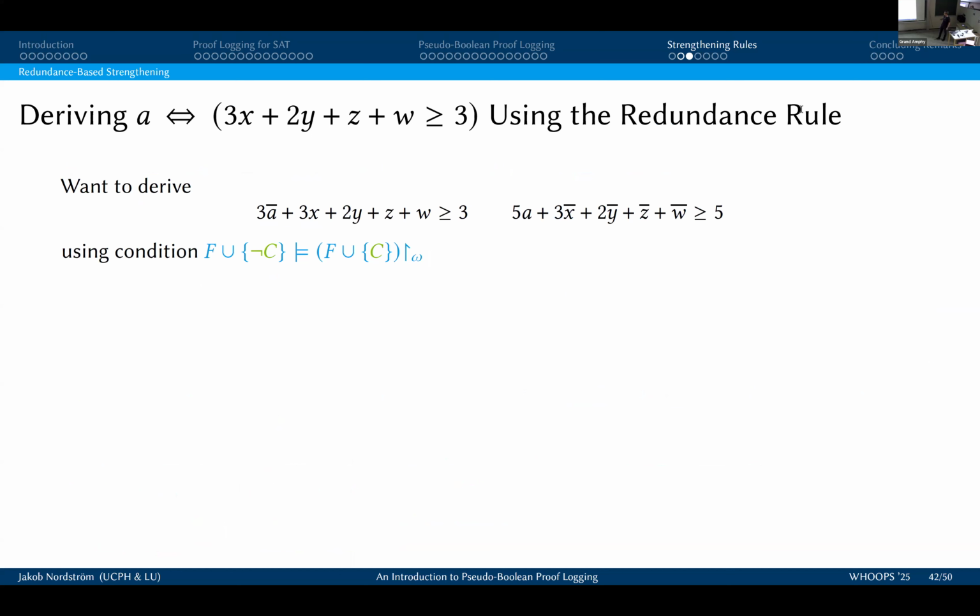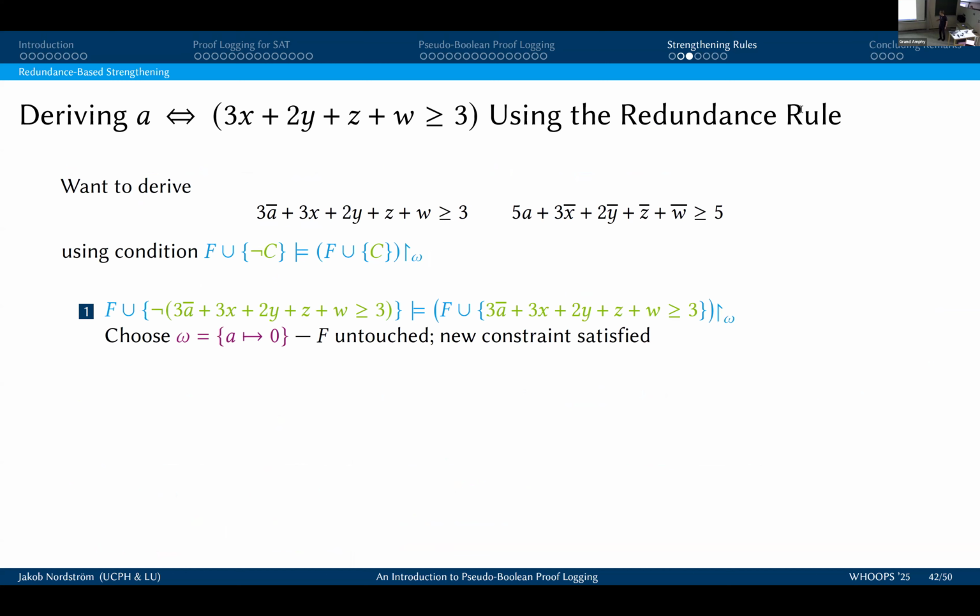I think in the interest of time, I'll do this just very quickly. But suppose again, in this example, I want to define A to have the same truth value as 3x + 2y + z + w ≥ 3. Then I can derive these two clauses using this redundancy-based strengthening rule.